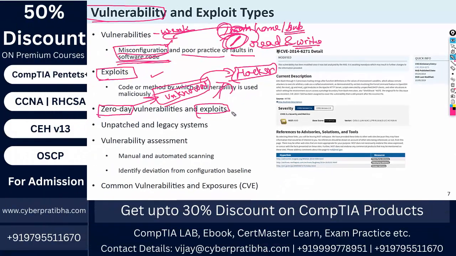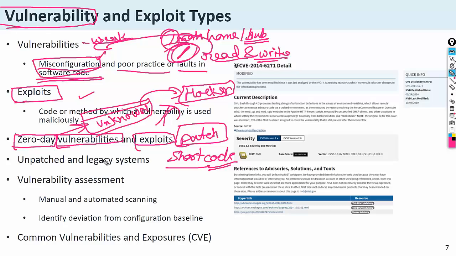So what is a patch? A patch is a short piece of code which is going to fix the vulnerability. But if the system is unpatched, meaning it still has the vulnerability, or it is an old system, then the possibility of vulnerability and exploit is higher.